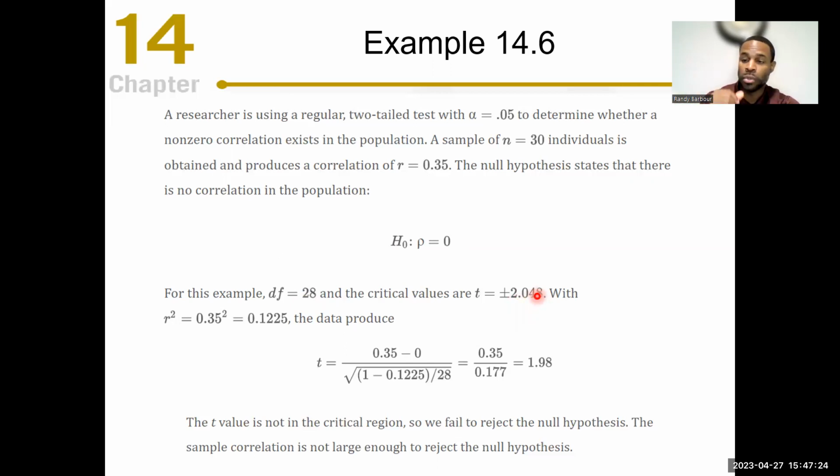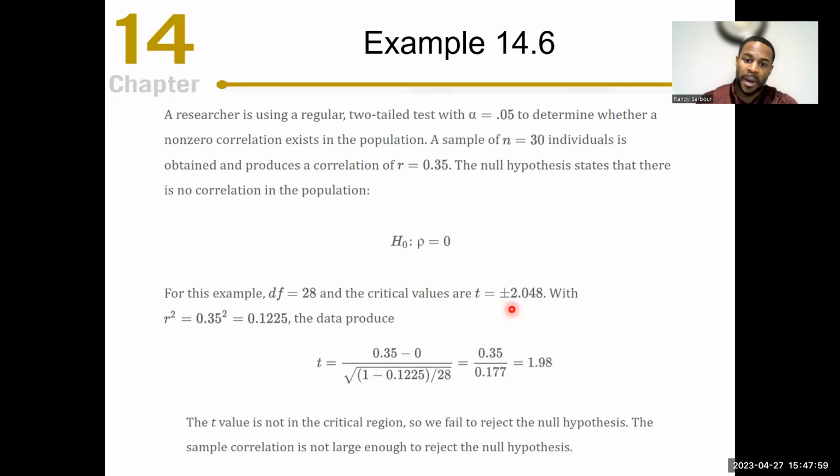And if you want to pause the video, go to your t distribution table, find again two-tailed test, 5 percent significance level, go down to 28 degrees of freedom, and then you should find a plus or minus 2.048. Okay. You have again your r squared, which is that you take the 0.35, you square it, and it gives you 0.1225. Okay, you're going to plug all that in, and get a t value of positive 1.98.